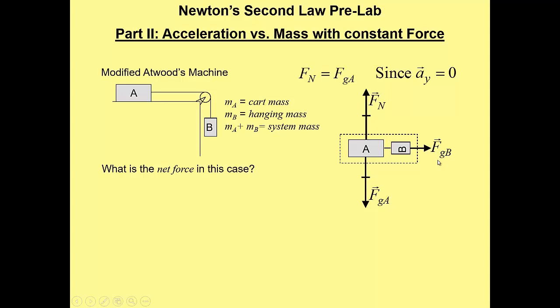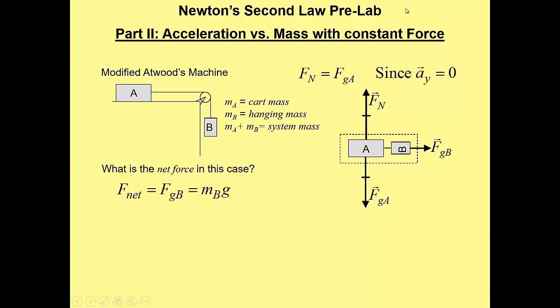And hopefully you know how to calculate the force of gravity on some mass near the surface of the Earth. You take the mass and you multiply it by the gravitational field strength. So our net force in this part of the lab, looking at it as a system, is the force of gravity acting on the hanging mass, which is just the hanging mass times 9.8. Right? Hanging mass in kilograms, so it's 9.8 newtons per kilogram.